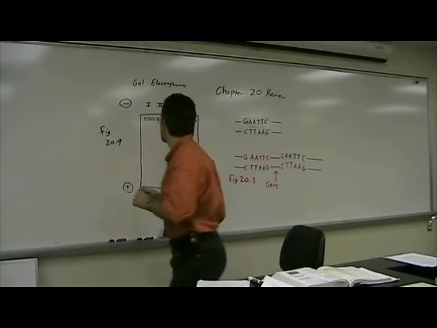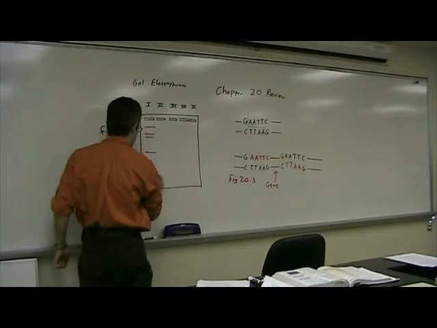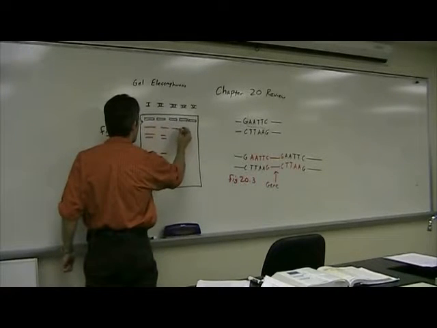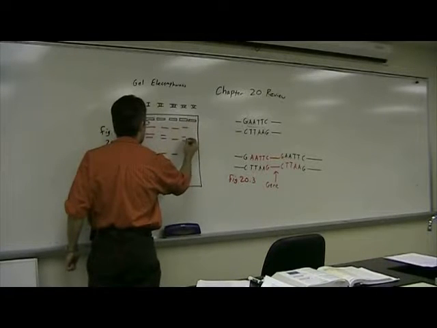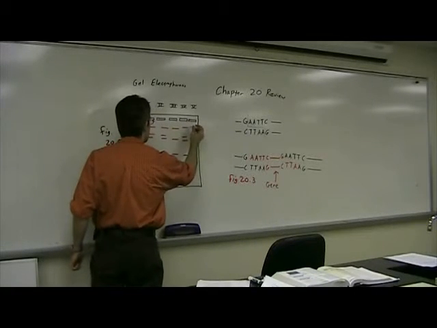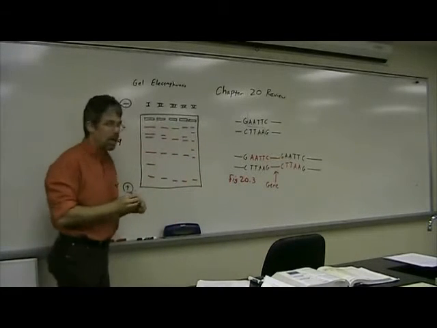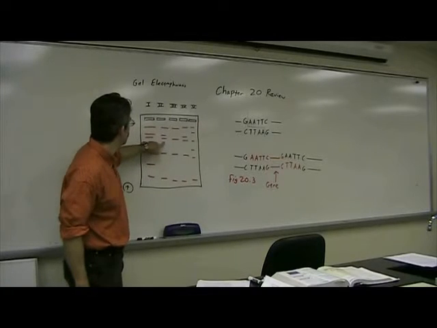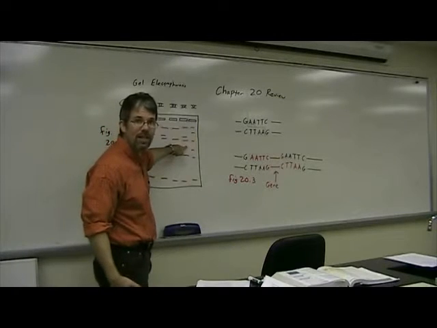So suppose your restriction enzymes look like this, like so. Well, now you can compare bands. Samples 2 and 4 match, meaning they likely came from the same individual.